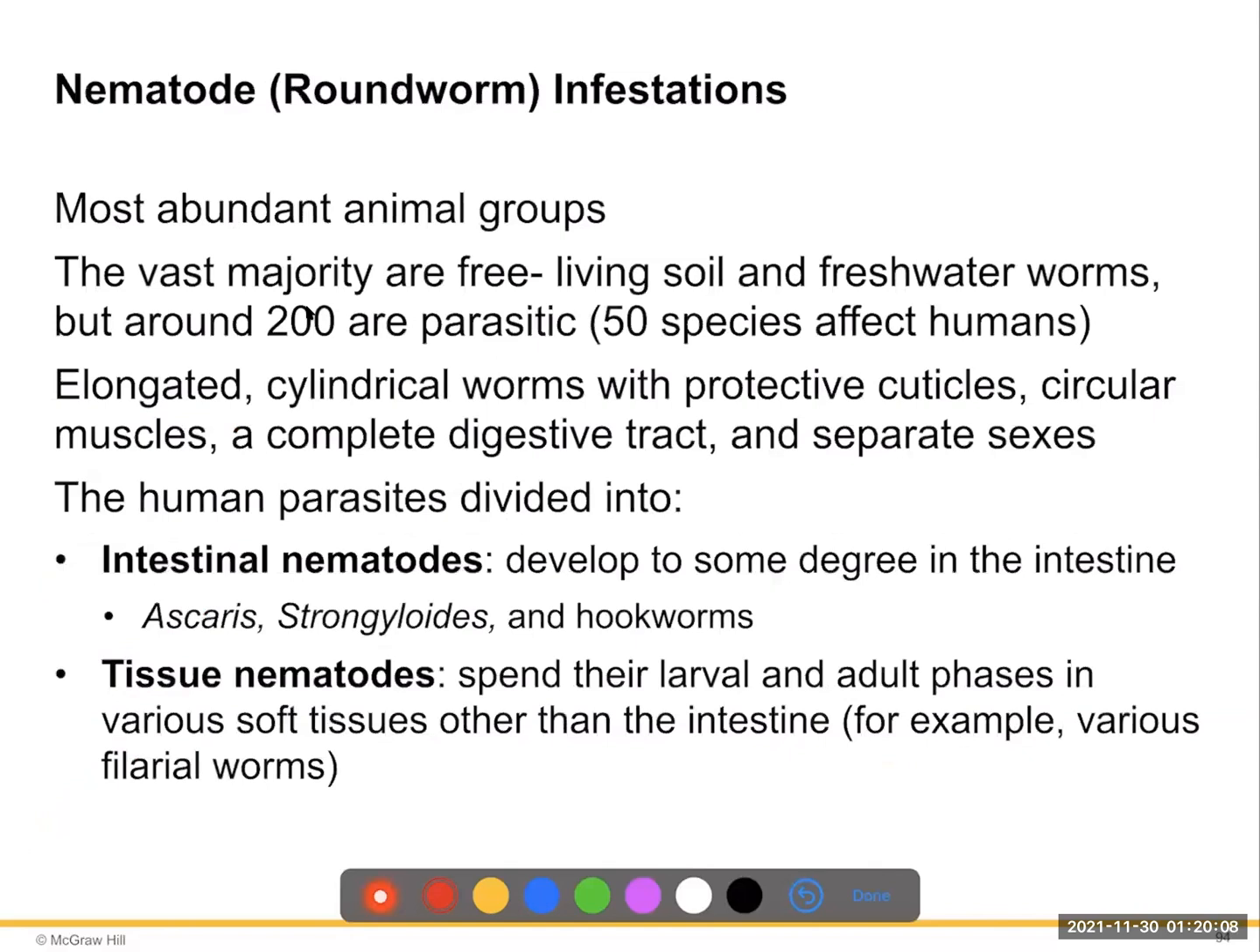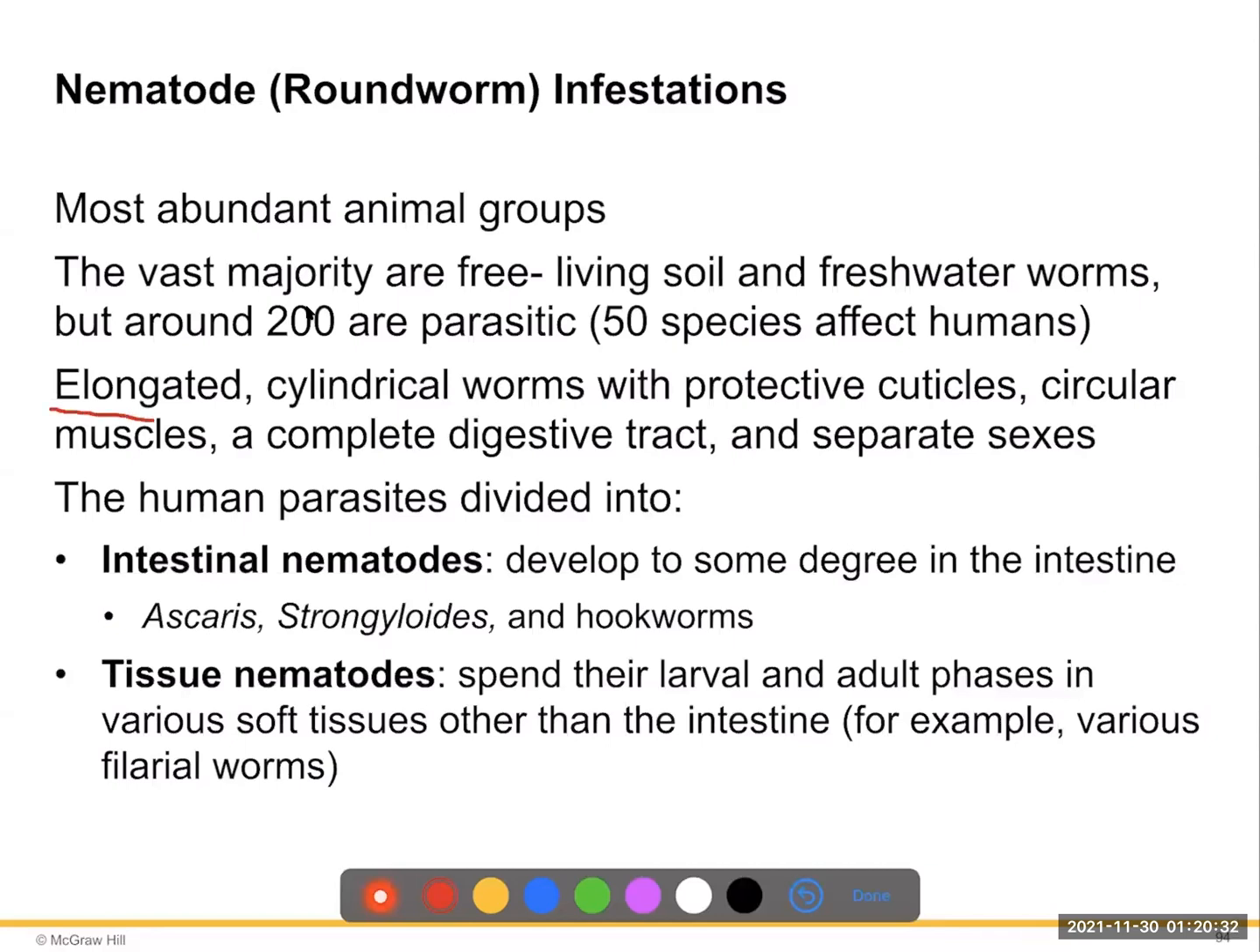Nematode or roundworm infestations. This is the most abundant animal group that we have, the roundworms. The vast majority are free-living soil and freshwater worms, but around 200 are parasitic. 50 of those 200 species affect humans. They're elongated, cylindrical with protective cuticles, circular muscles, a complete digestive tract, and separate sexes.